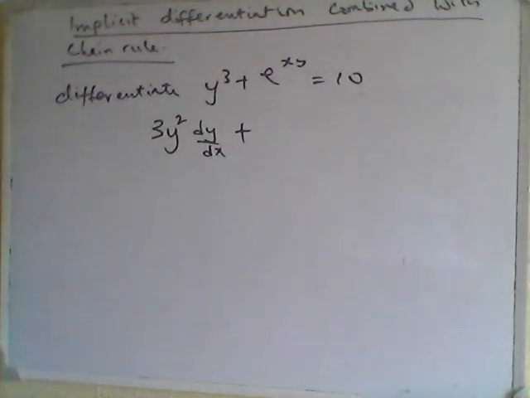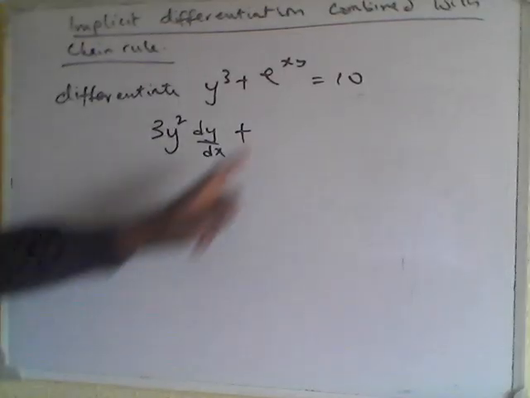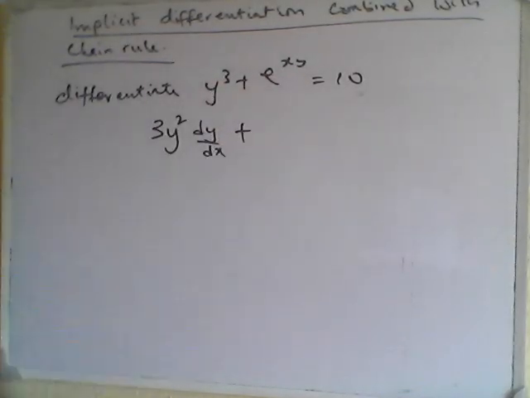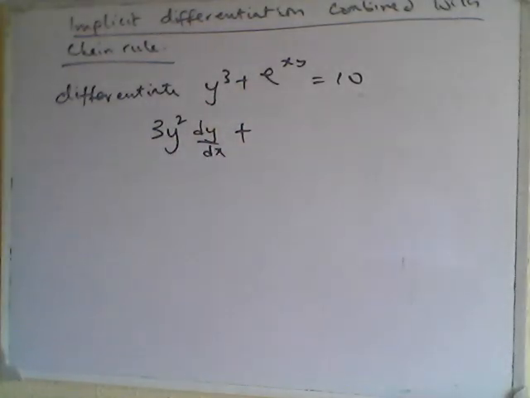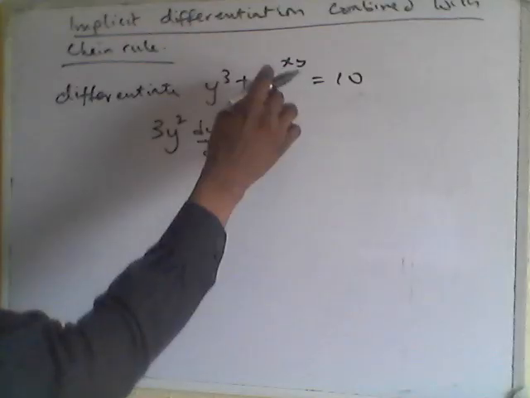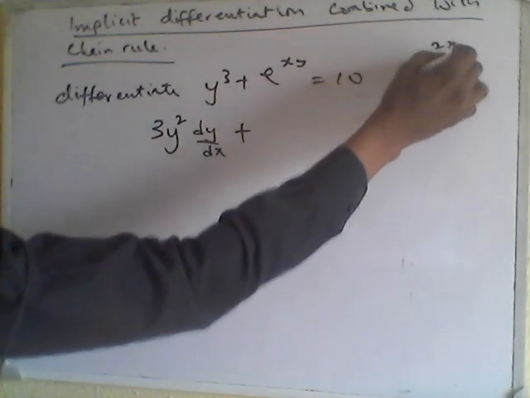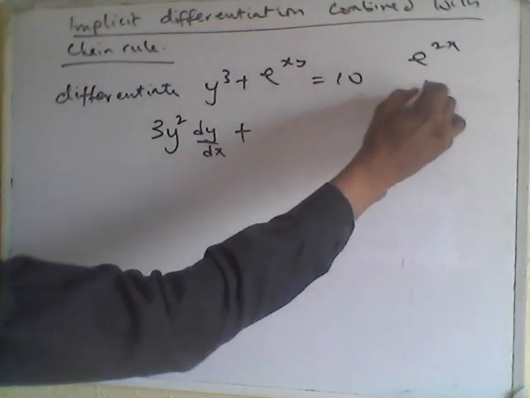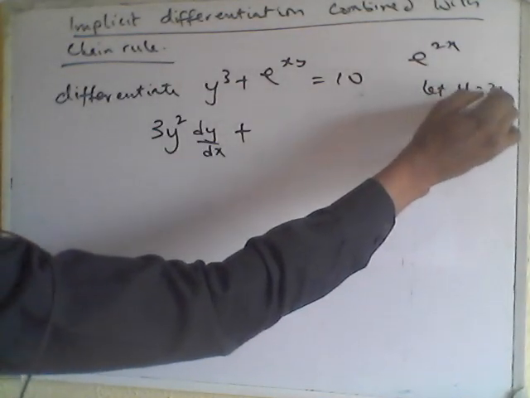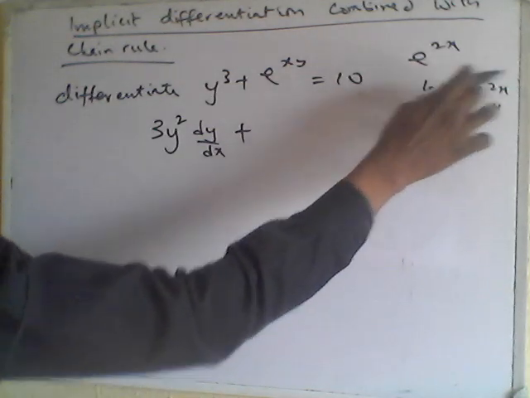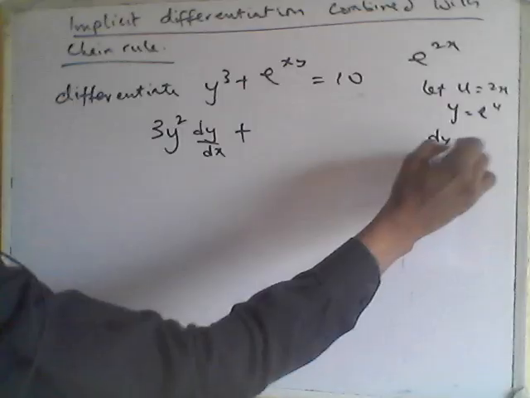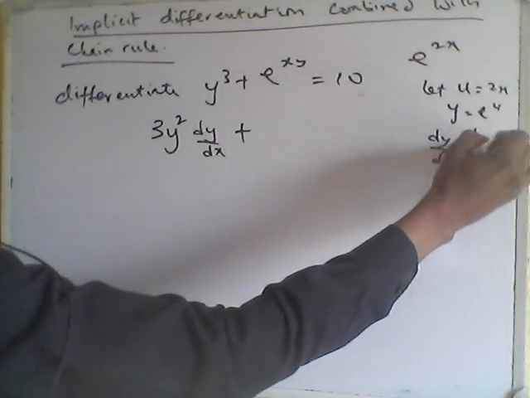But for this one, exponential xy, right? We're going to do it using chain rule. So in chain rule, you have the outside derivative and the inside derivative. Now the outside derivative is, remember, when we say exponential 2x, for instance, we say let u equal 2x and y equal exponential u, right? Then I will now say dy dx is equal to du dx times dy du, right?